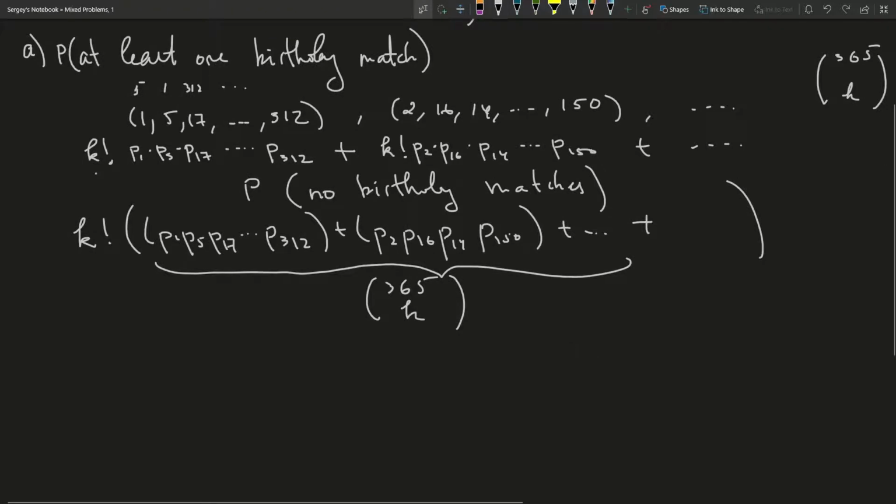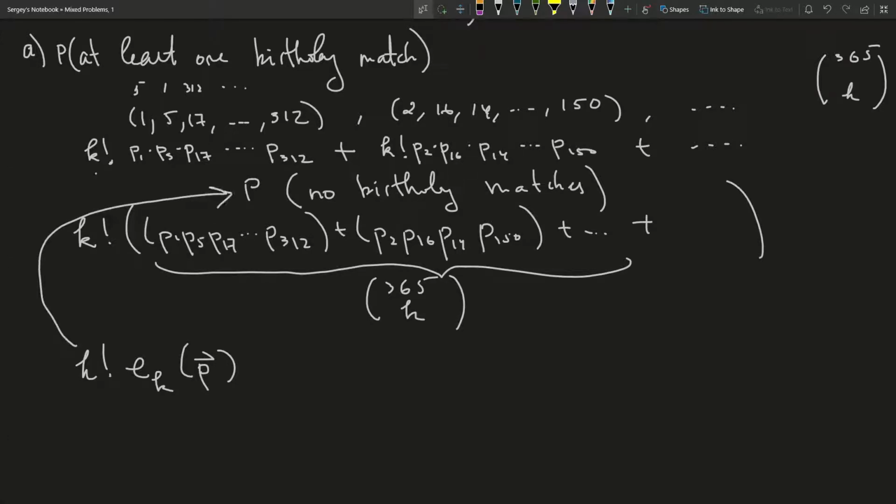So the sum here then is equal to the kth elementary symmetric polynomial in the vector p, because these values are coming from the vector p. And if this was equal to the probability that there are no birthday matches, and we are interested in the probability of at least one birthday match, we need to subtract that value from 1.